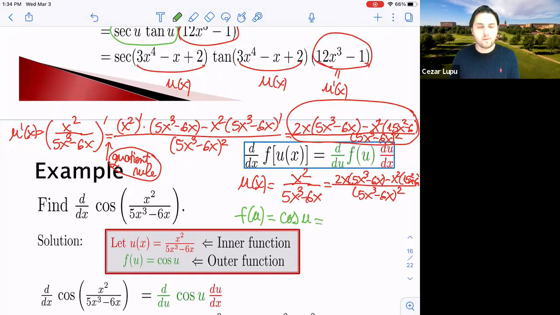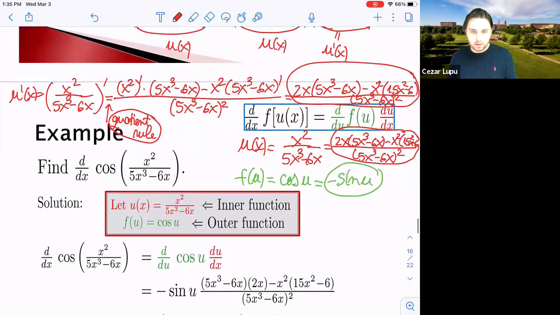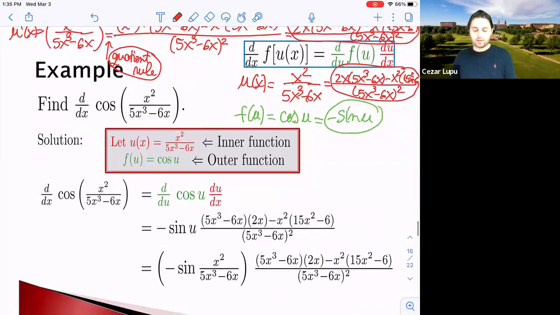And now, what is the derivative of cosine? It is negative sine of u. Okay, great. So I have this here, and I have this mess here. Beautiful. Guess what? I apply the chain rule. Yes, like Muhammad says, exactly. And look what we got.